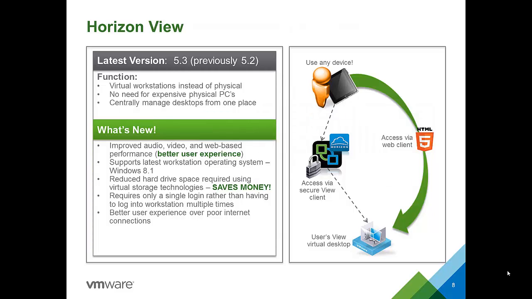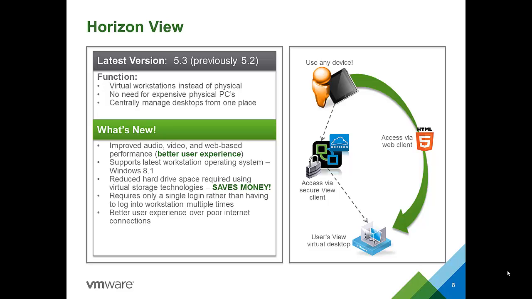The current version of Horizon View is version 5.3, previously 5.2. The main function of View is to replace a user's individual physical desktop with a virtual instance of that desktop which runs on a corporate server. This reduces the need for expensive physical desktops that you're used to. In return, it saves the company money due to the reduced costs associated with the maintenance and replacement of these physical desktops. It also provides IT administrators a single pane of glass to manage all the virtual desktops, saving them much needed time.